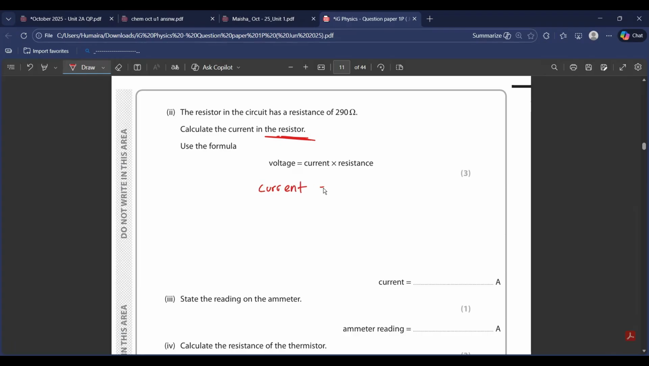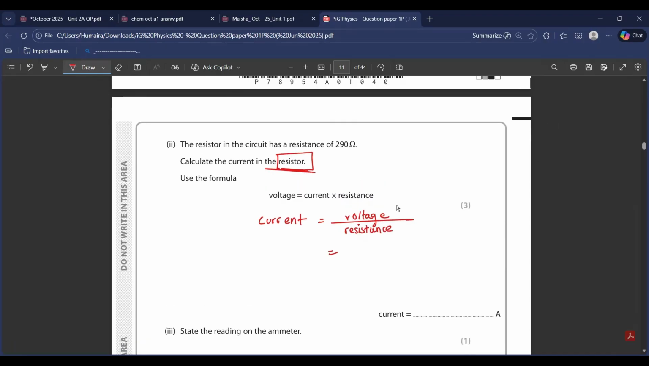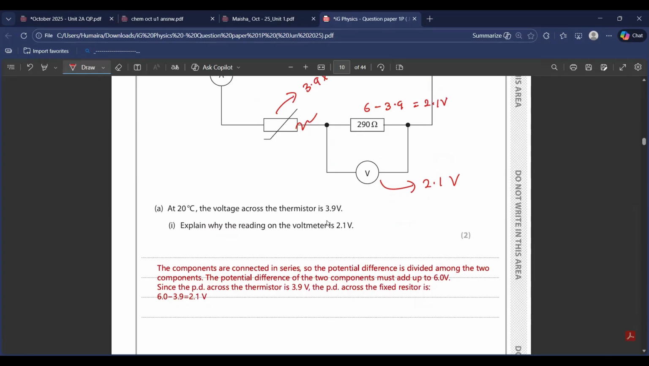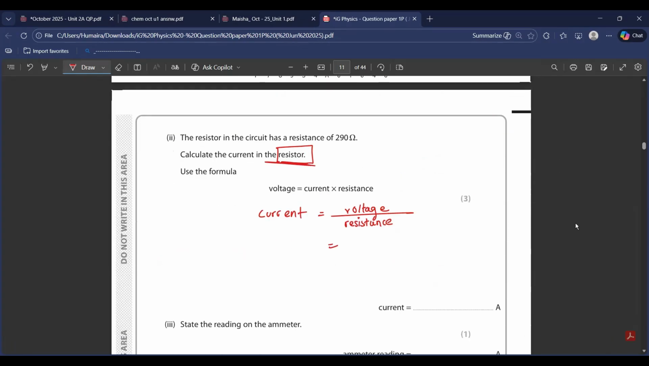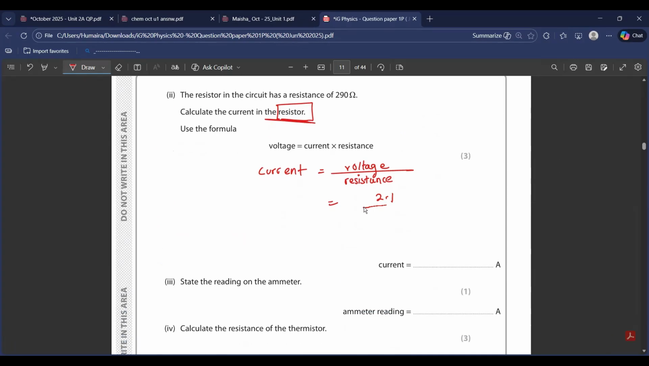So current is equal to voltage divided by resistance, right? Now, as we are asked for the fixed resistor, we have to take the voltage of the resistor. What was the voltage of the resistor? It was given, it was 2.1 volt. So it's 2.1 divided by the resistance, 290. If you divide the two, you get an answer of 0.0072 ampere.